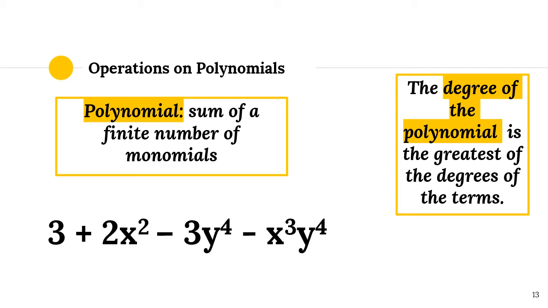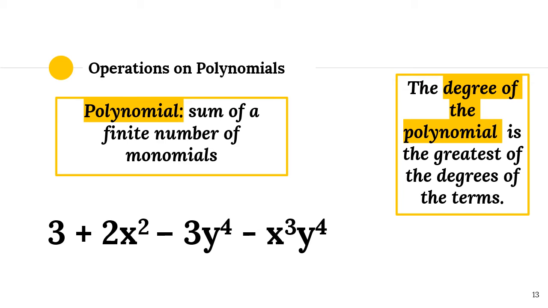Earlier we were able to compute for the degree of the monomial by adding the exponents of the variable in the monomial. How about the degree of the polynomial? How do you compute for the degree of the polynomial? Because there are multiple monomials in there, which degree are you going to use? So the degree of the entire polynomial is the greatest of the degrees of the terms.